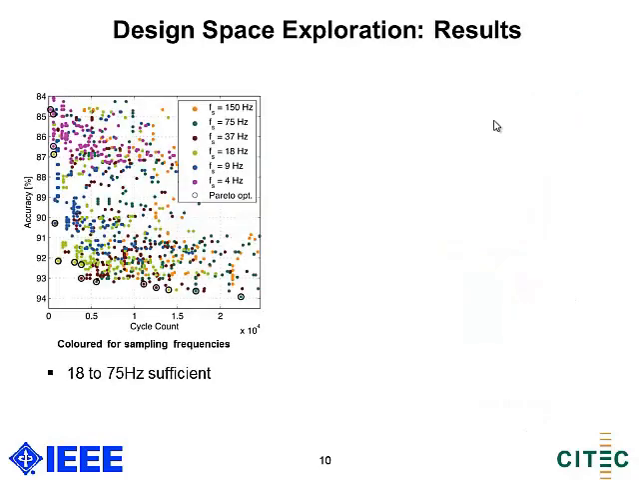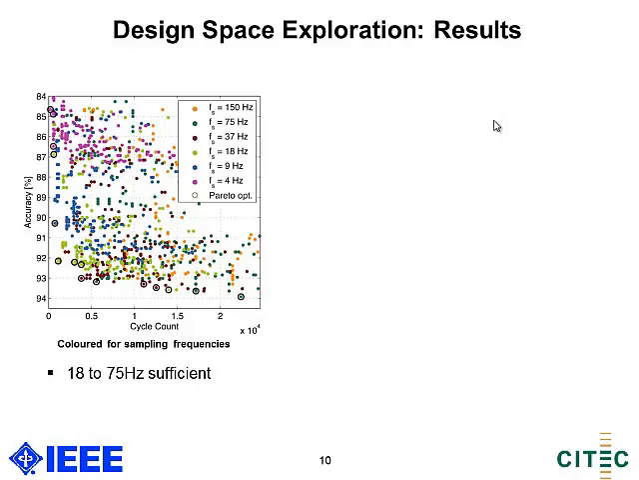I want to now get into the results of the exploration. In that figure, you can see the 1,008 different configurations in terms of accuracy and cycle count. And the Pareto-optimal configurations are circled, and they form the Pareto front. And in this case, we have colored the sampling frequency to show the impact.